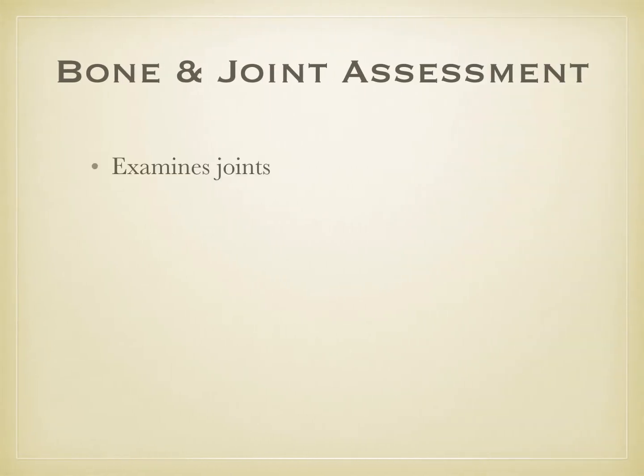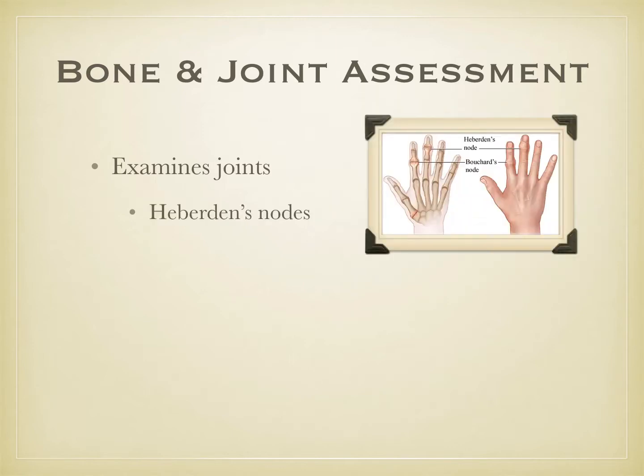The nurse should examine joints for tenderness, swelling, warmth, and redness. Presence of osteophytes on distal joints are known as Heberden's nodes. If osteophytes appear on the proximal joints of the fingers, they are known as Bouchard's nodes. Both of these are associated with arthritis.